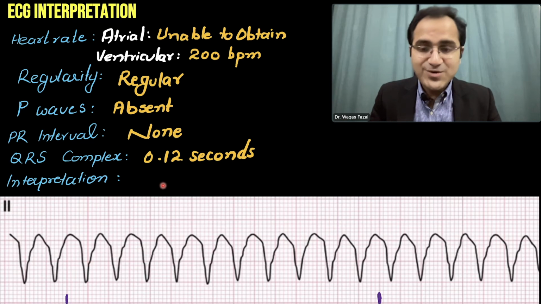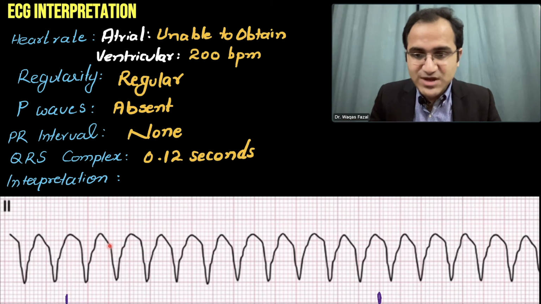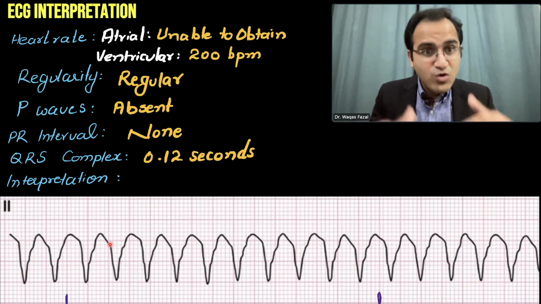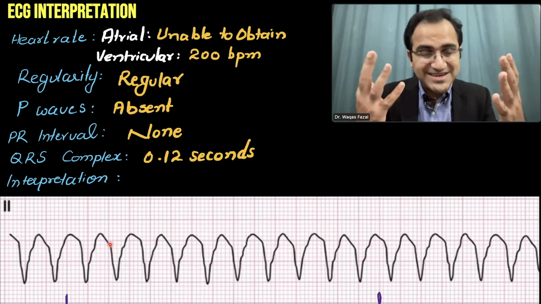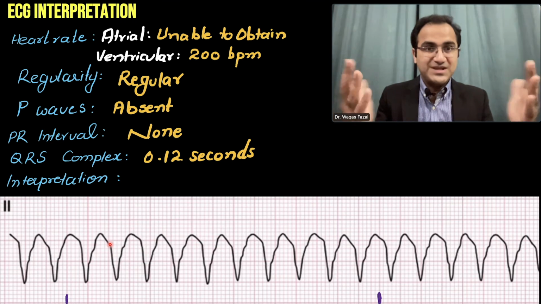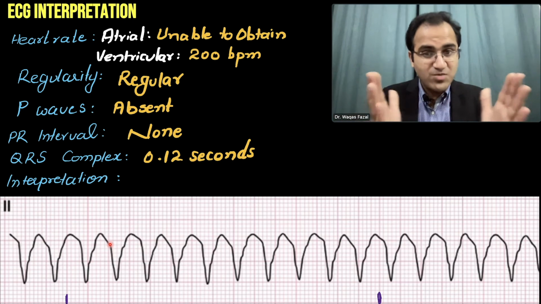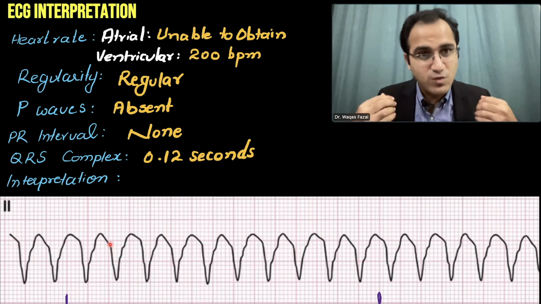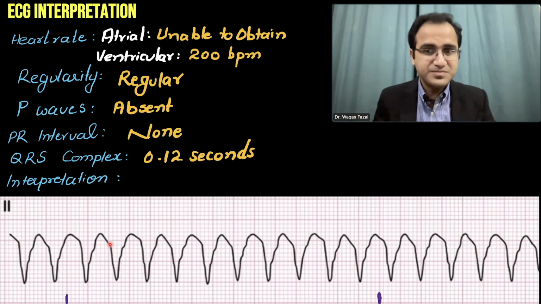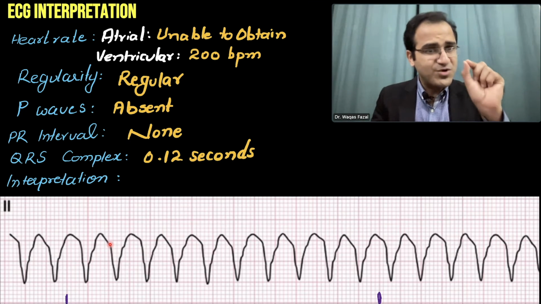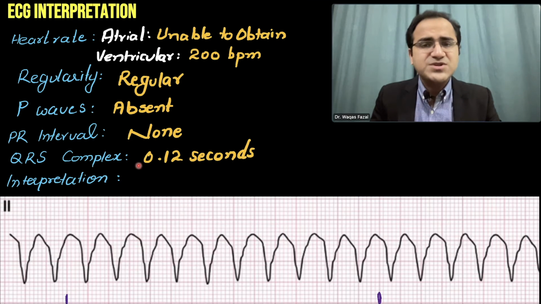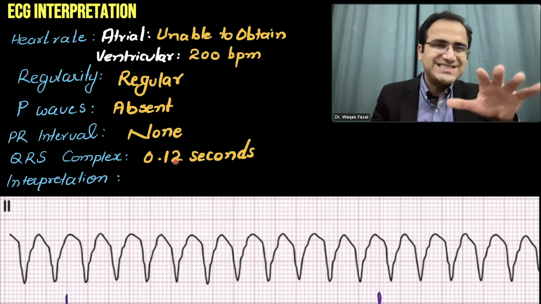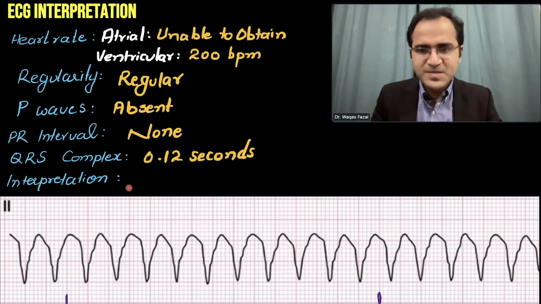Now let's look at the QRS complexes. The QRS complexes are having 1, 2, 3, 3.5 small boxes, so there are more than 3 small boxes present. That is a wide QRS complex. 3 or more than 3 small boxes in a QRS complex is a wide QRS complex. Each small box is equal to 0.04, so almost 3 multiplied by 0.04 is 0.12 to 0.16 second, which is the QRS width.